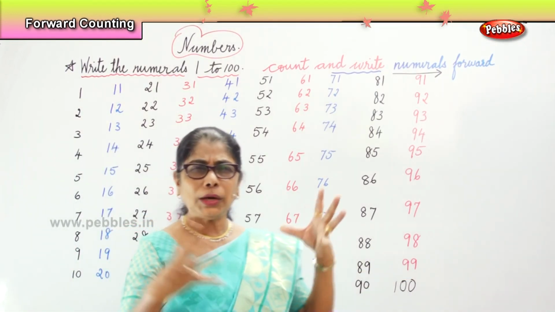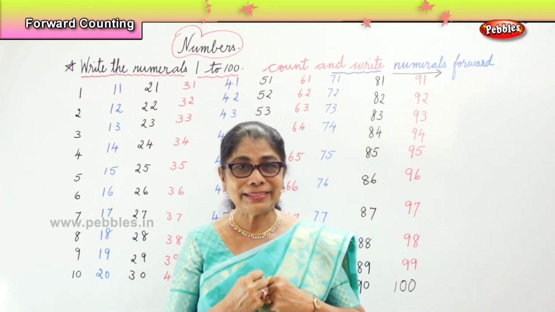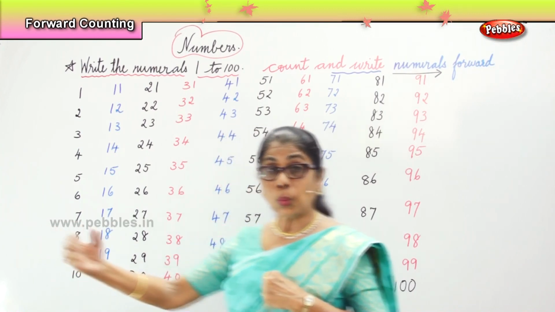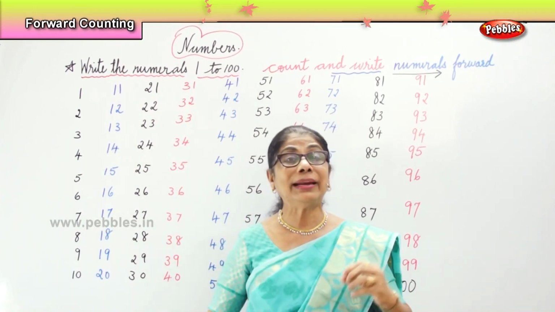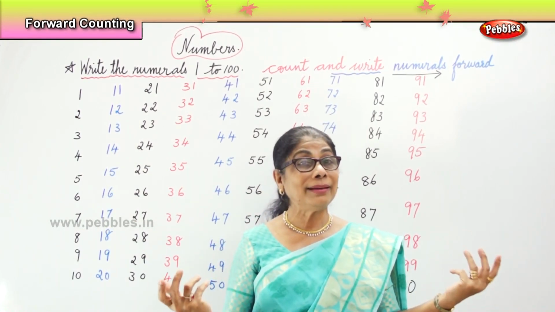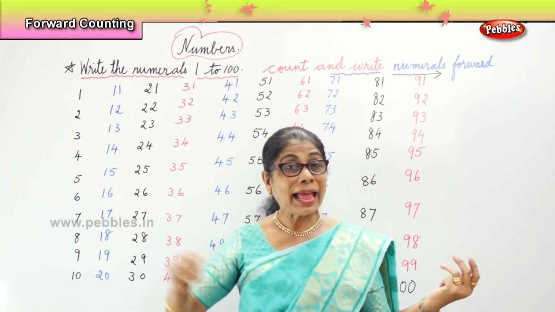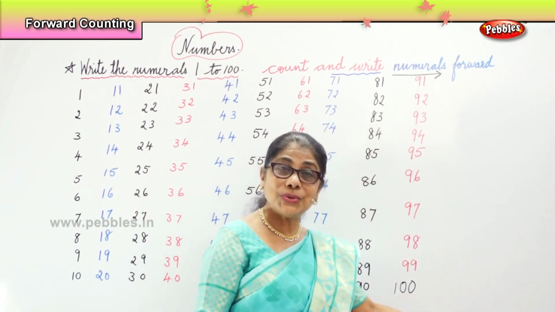So we are going to do all kinds of very interesting things about numbers. We did counting forward 1 to 100. As we counted, we wrote the numerals. So it's so correct, so perfect. You learn to count and write forward numbers 1 to 100.